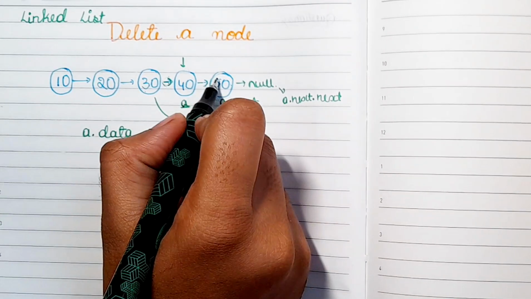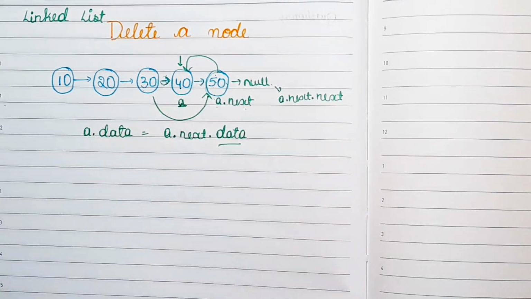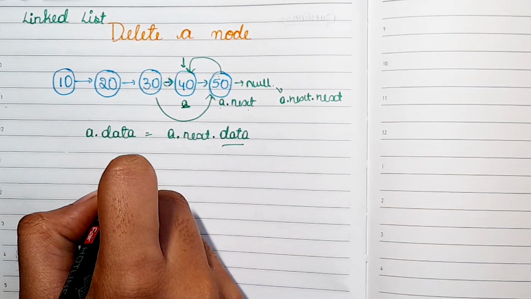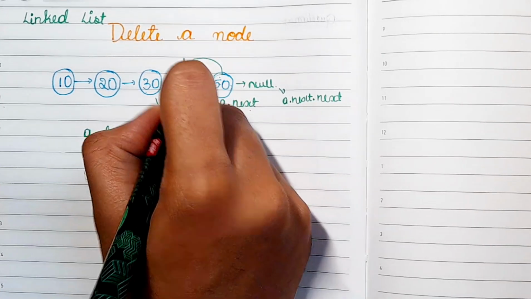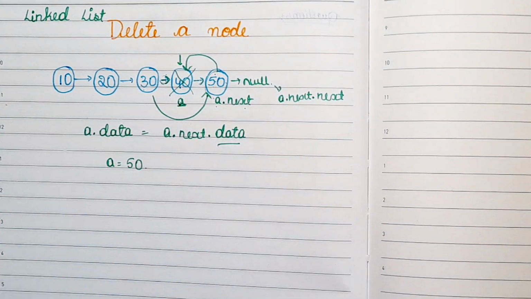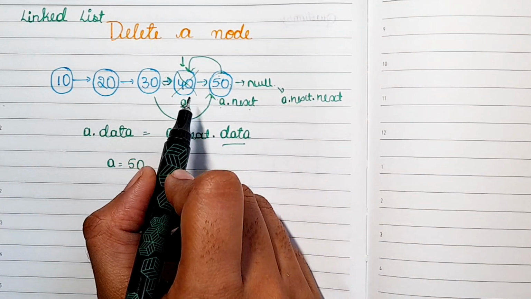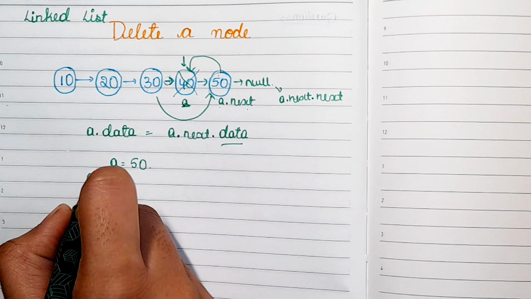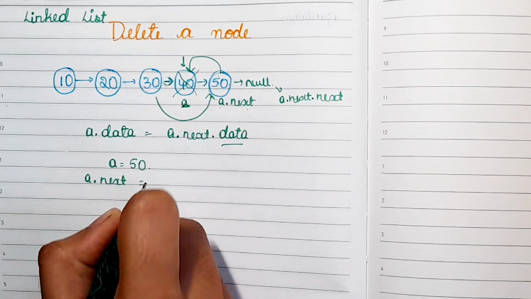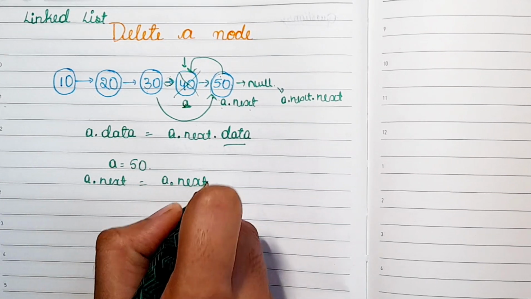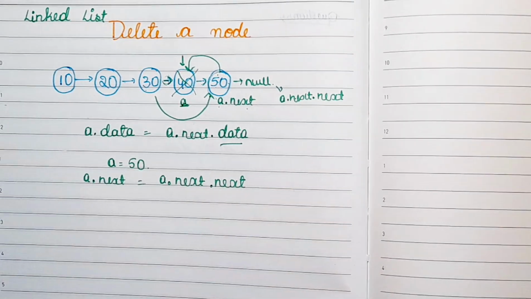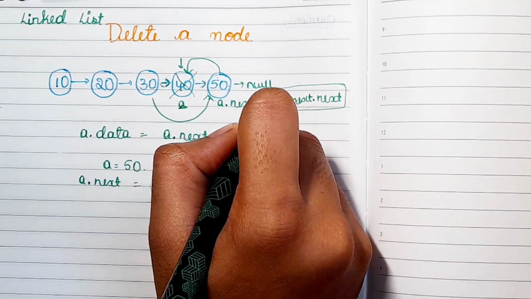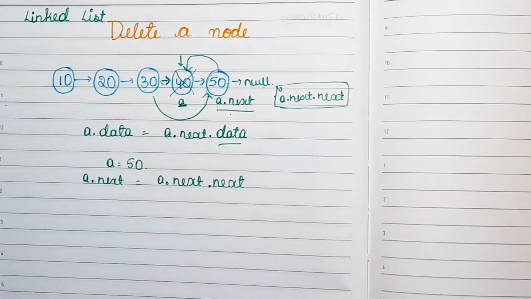I'll be assigning this value to a.data, which means here for the a, I'll be assigning the new value 50 where 40 is no longer existing. The next line is I need to assign null value, right? For the 50, I'll be doing a.next is equal to a.next.next, which means a.next.next, that is null, will be assigned to a.next.